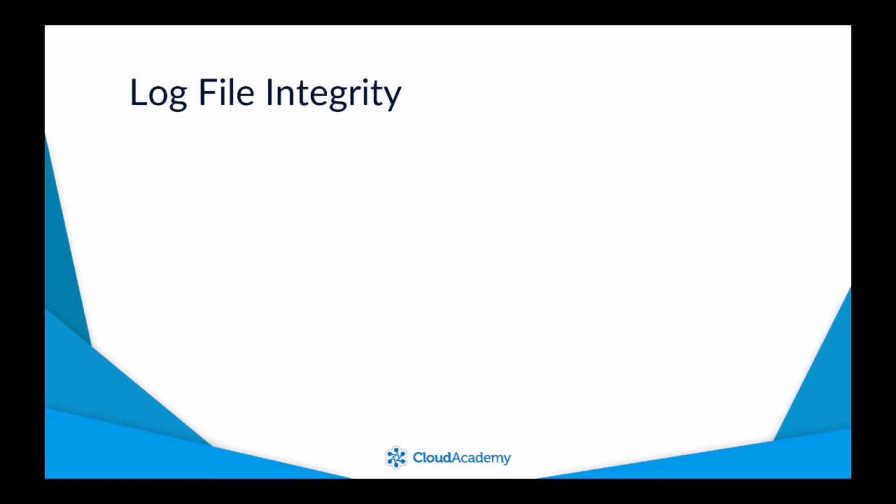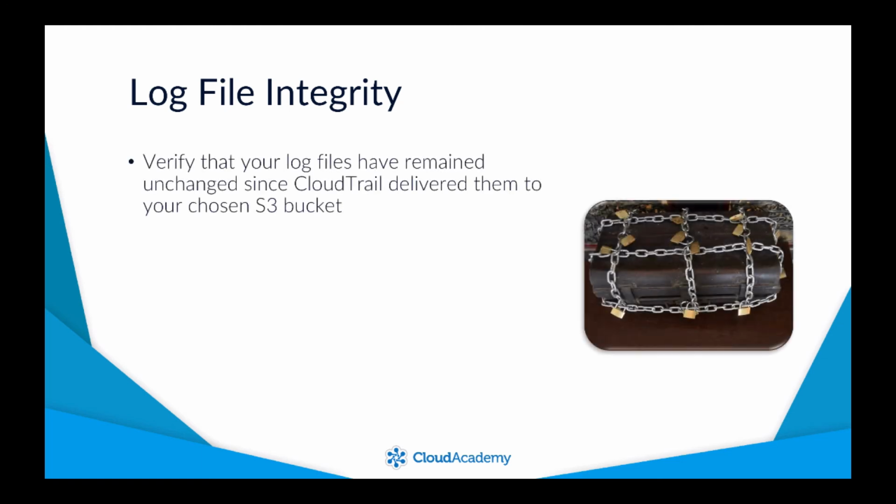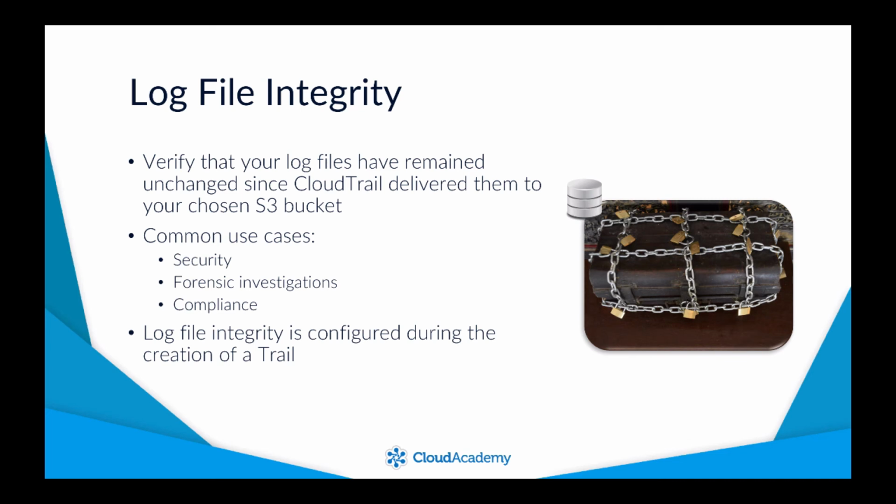Remaining with the security aspect of your log files, CloudTrail allows you to enable a feature called Log File Integrity Validation, which simply allows you to verify that your log files have remained unchanged since CloudTrail delivered them to your chosen S3 bucket. This is typically used for security and forensic investigations, whereby the integrity of the log files are critical to confirm that they have not been tampered with in any way. Log file validation is configured during the trail process, as shown in the previous demonstration.